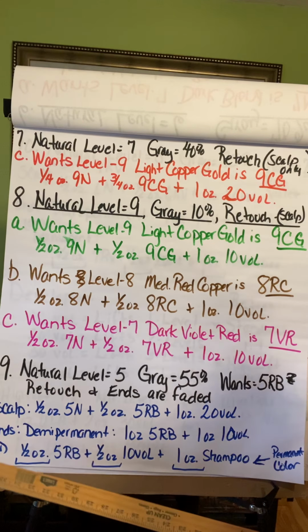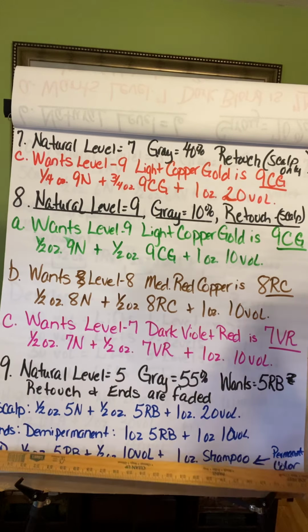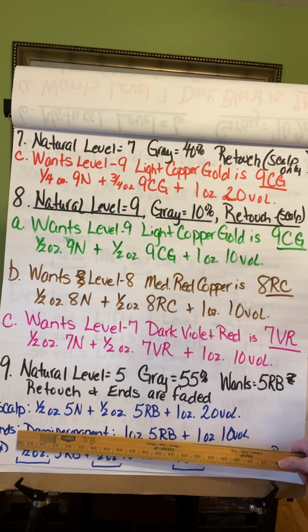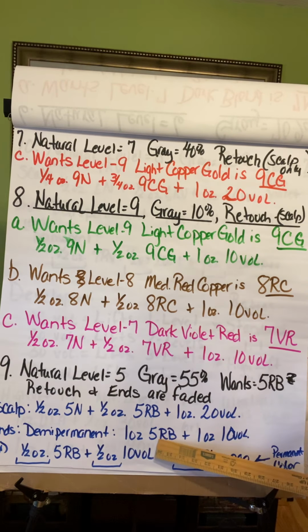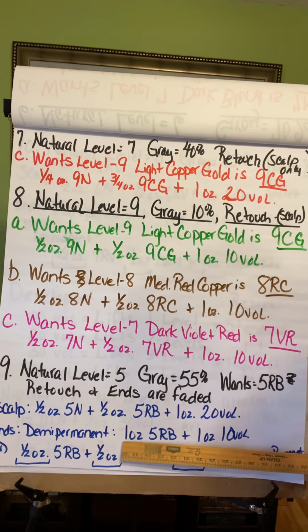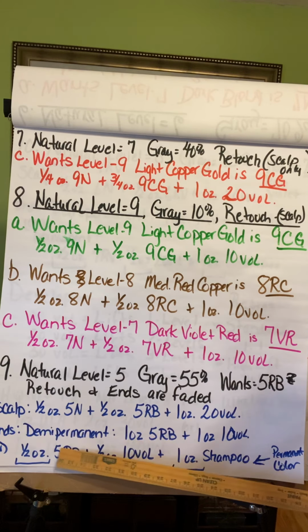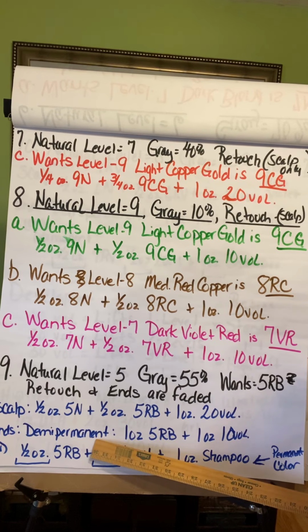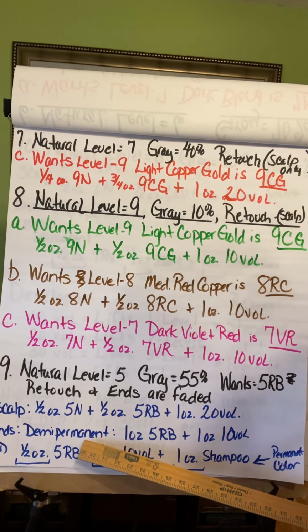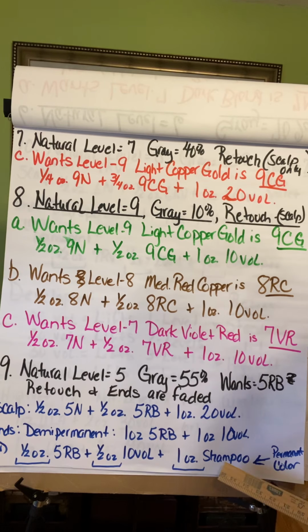Okay, so for her ends, if you just put 1 ounce of 5RB plus 1 ounce of 10 volume, that's understood as permanent hair color. When you're doing the ends, you need to be using demi-permanent hair color, or you can use the permanent hair color, but you have to add shampoo. And so basically what you're doing is you're diluting that product so it's not so harsh on the ends.